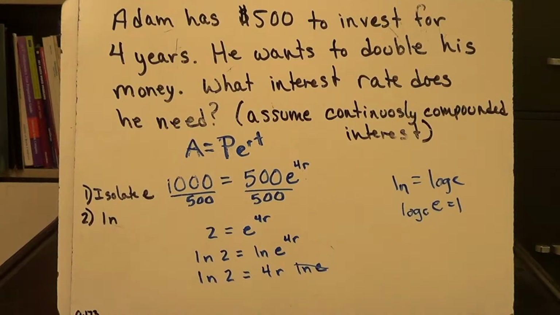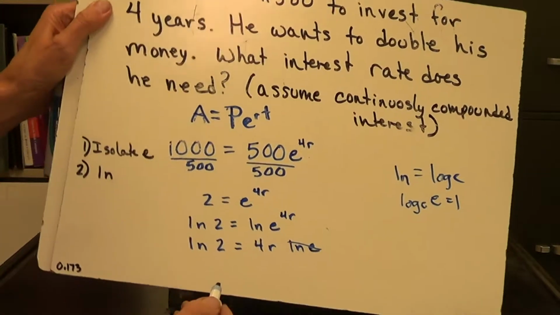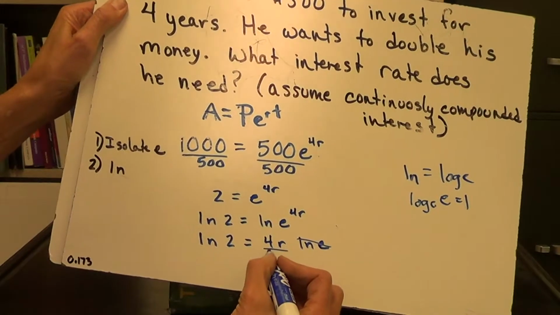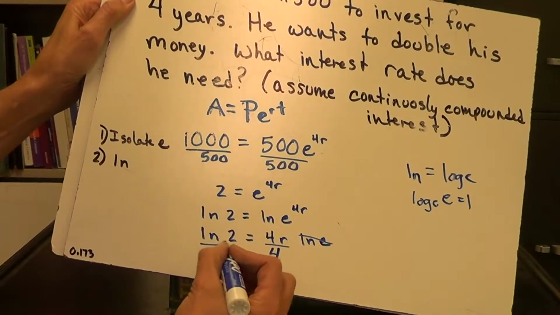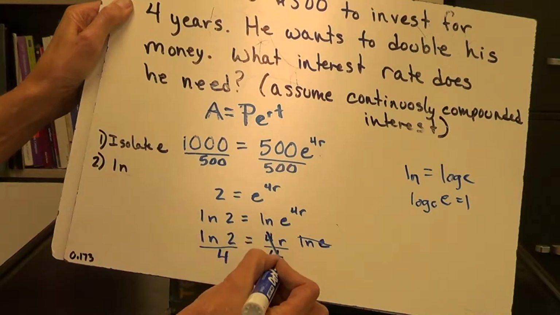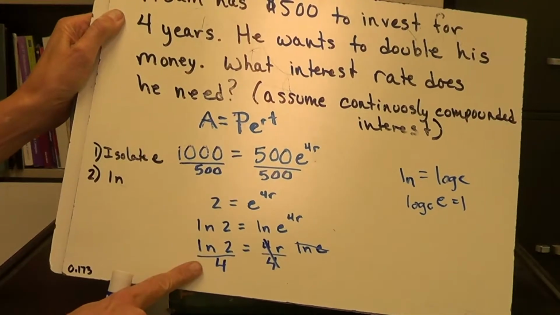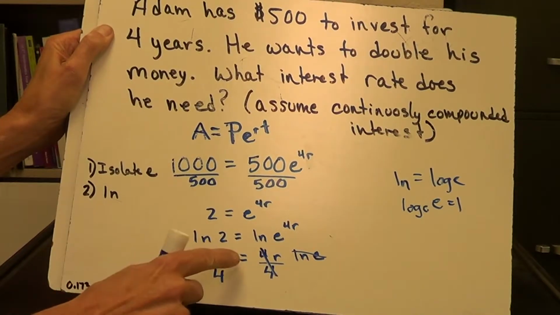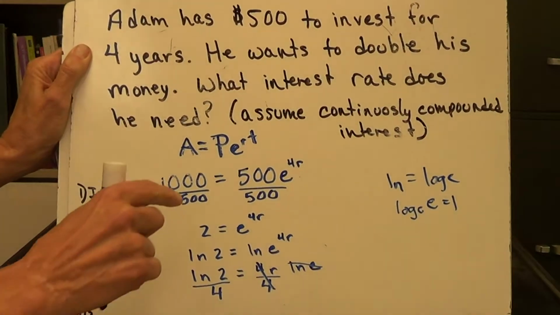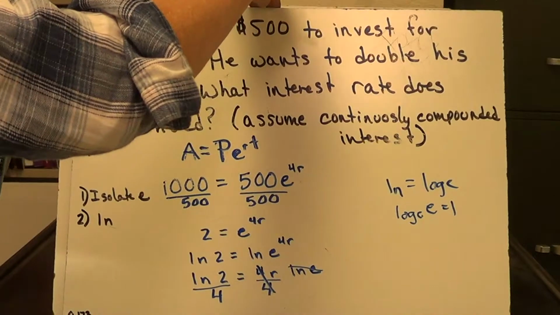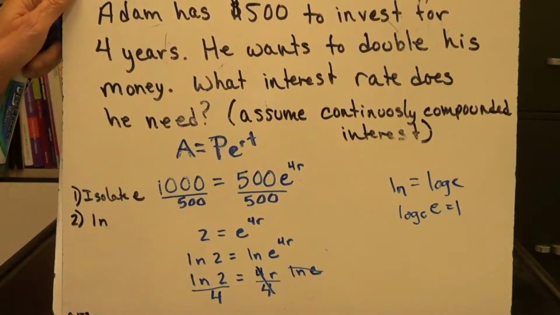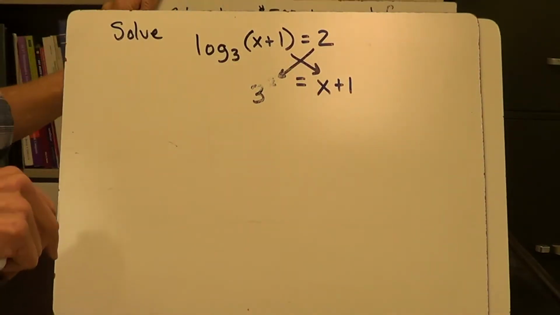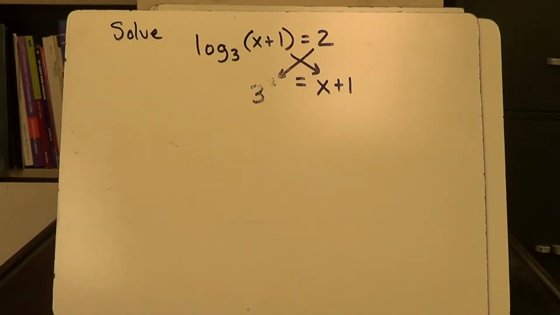Our last thing to do to find the rate is divide by 4 on each side. That will cancel. This will be our rate. Plug that into a calculator: ln 2, there is a button for ln. ln 2 divided by 4, and you should come out with about 17.3%. That is what he's got to get for his interest rate. Kind of hard to find that. So now we go into logs to solve these.